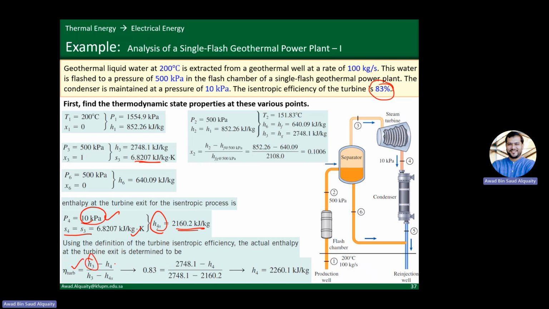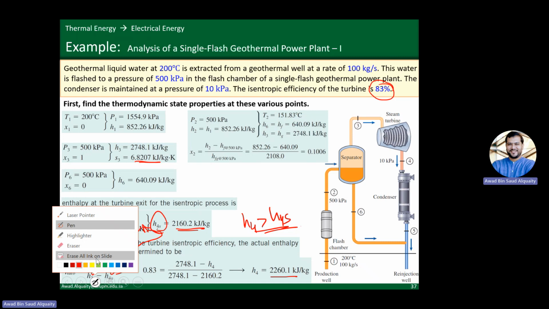This is H3, already known. H4 is what we want to find out. H4s is what we just found out by assuming an isentropic process, and the isentropic efficiency is already given, right? H4s we already calculated, H3 is known. So the only unknown is H4, and when you solve for it, you get 2260.1 kilojoule per kilogram. As expected, H4 should be greater than H4s. Okay, so now we have almost all the properties that we would be interested in.